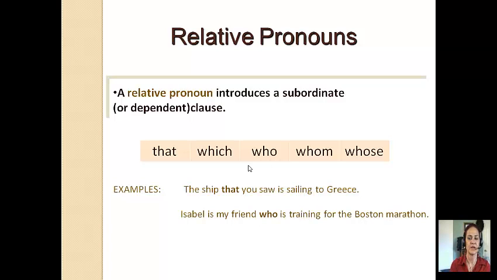Example. Isabella is my friend who is training for the Boston Marathon. Okay, so that word who is introducing or flashing out that dependent clause. So it's important that you know these because you're going to be identifying them. And of course, you're already doing it in your DGPs.